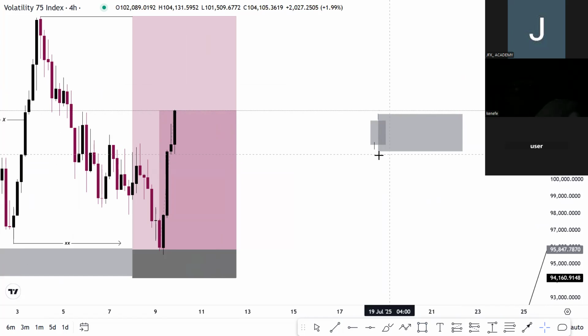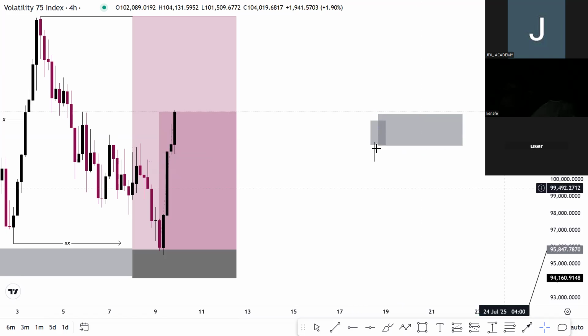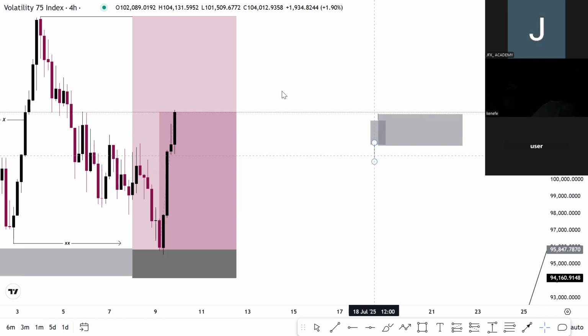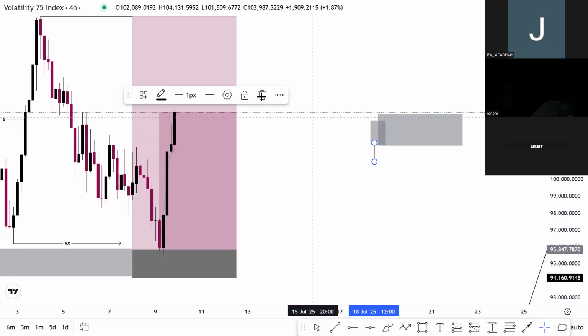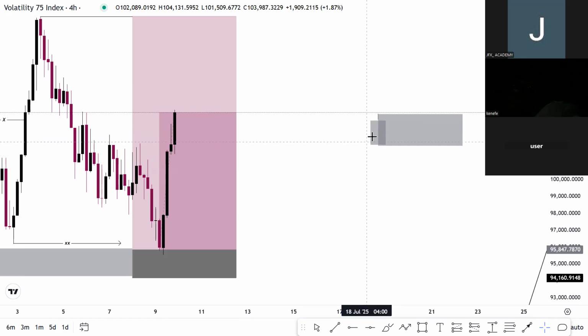But once your wick is longer than your body candlestick, you pick only the body. Once your wick is longer than the body, you just mark out only the body candlestick and leave your wick alone. Do you understand now? Yes, sir. That's good.